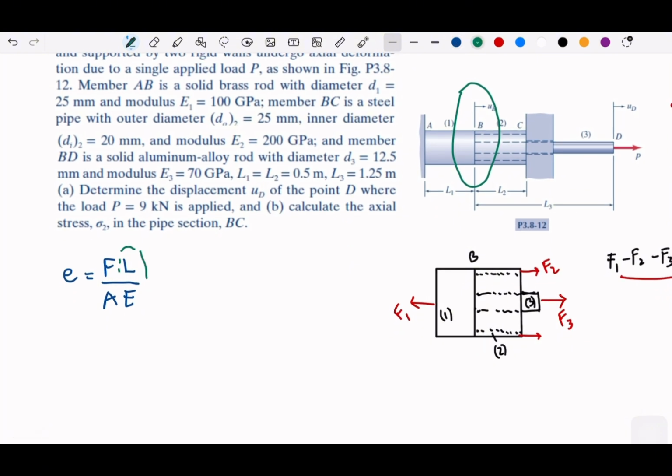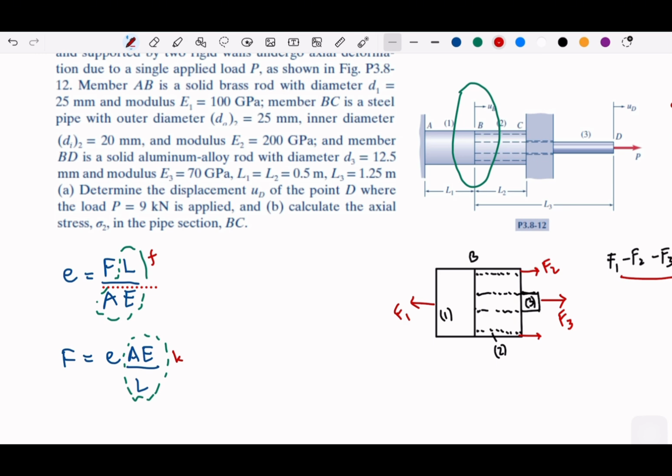We can simplify this L over AE, or if you want to make it into the F equal E, then this will be AE over L. This can also be done, and we can simplify the AE over L. Usually this is F, this is K. But this is just the name. If you forget which one is F, which one is K, it doesn't matter as long as you can simplify it either through the displacement or through the force. They are both the same. We are going to use it differently. It depends on the case.